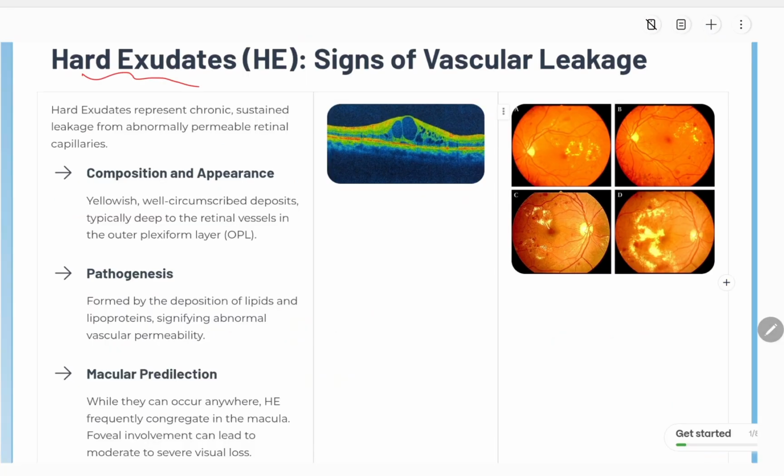The other sign is hard exudates. Now what are hard exudates? These are yellowish, well circumscribed, so they have proper margins, and they occur mainly due to leakage from the retinal vessels into the outer plexiform layer. So these are actually the leakage of the vessels. These deposit in the form of lipids and lipoproteins.